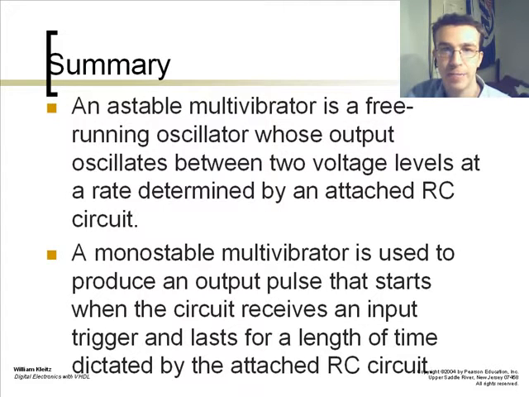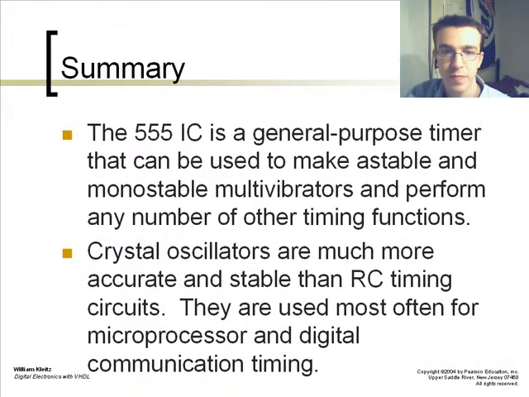A monostable multivibrator is used to produce an output pulse that starts when the circuit receives an input trigger and lasts for a length of time dictated by the attached RC. The 555 timer is a general-purpose timer that can be used to make astable and monostable multivibrators and perform any number of timing operations. Crystal oscillators are much more accurate and stable than RC timers. They are used most often for microprocessors and digital communication.